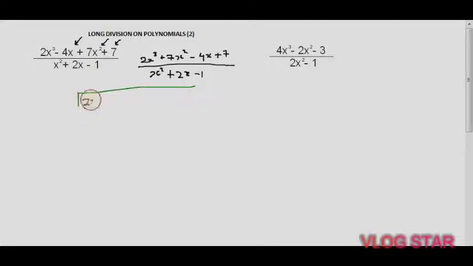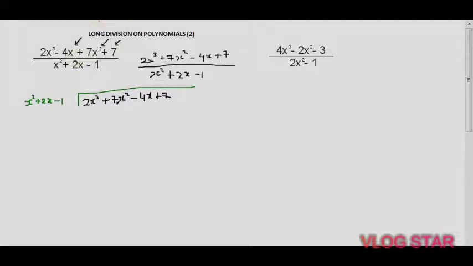That is 2x cubed, plus, okay, let me write my plus very well. This is plus 7x squared, okay, minus 4x, then plus 7. So this is what we have. Then the divisor should be outside. The divisor is x squared plus 2x, then minus 1. So this is the one to divide with.